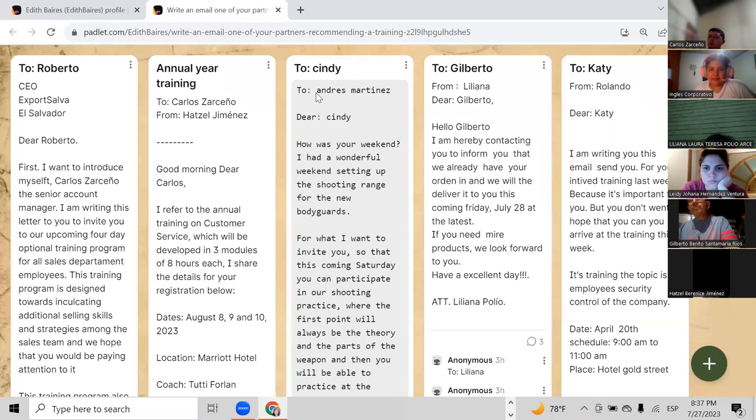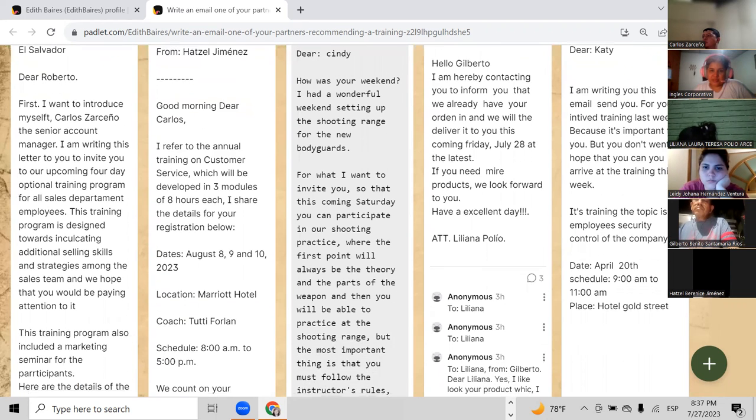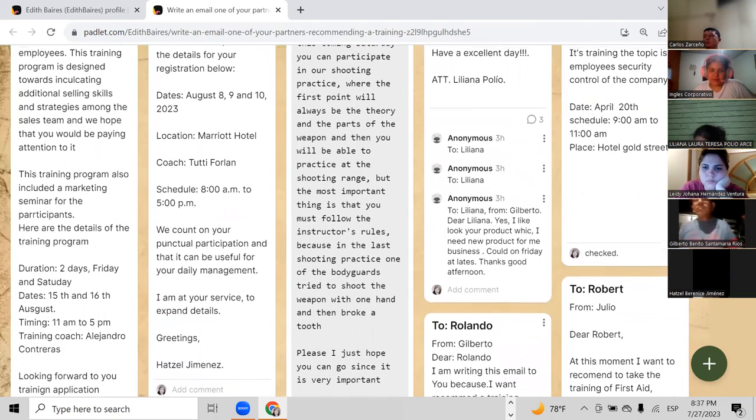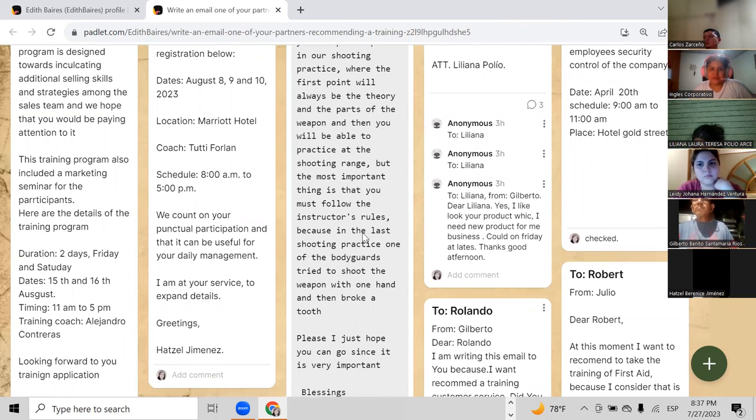Let me see here, from to Andres from Cindy, okay? How was your weekend? I have a wonderful weekend setting up the shooting range for the new body ward. For what I want to invite you so that this coming Saturday you can participate in our shooting practice, where the first point will always be the theory and the parts of the weapon, and then you will be able to practice the shooting range. But the most important thing is that you must follow the instructor rules, because in the last shooting practice, one of the bodyguard tried to shoot the weapon with one hand and then broke it.